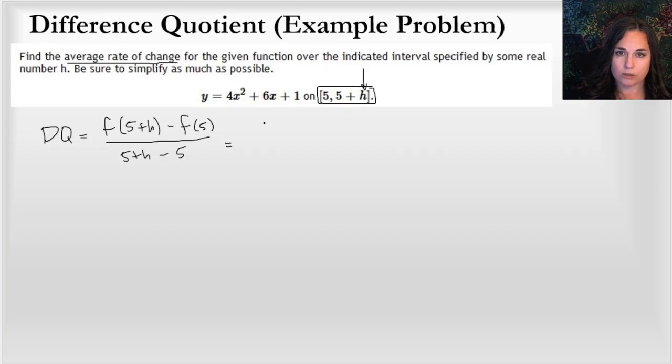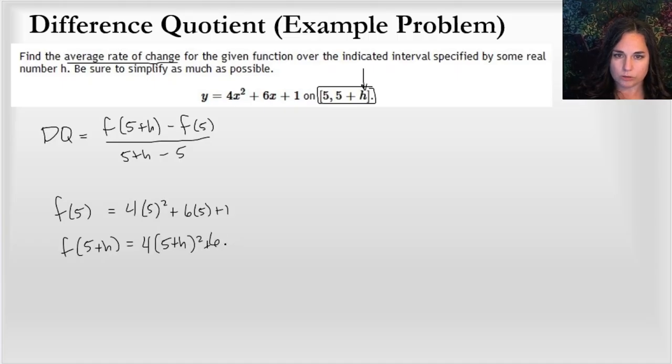So what I'm going to note here is that I need to figure out f of 5, and I need to figure out f of 5 plus h. If I want f of 5, I'm just going to evaluate this function at 5. Wherever I see x, I'm just going to plug in 5. 5 squared plus 6 times 5 plus 1. For f of 5 plus h, wherever I see x, I'm going to put in (5 plus h) squared plus 6 times (5 plus h) plus 1.